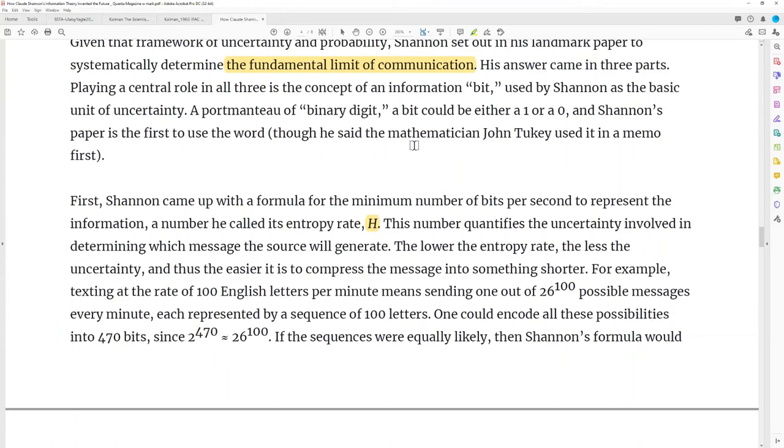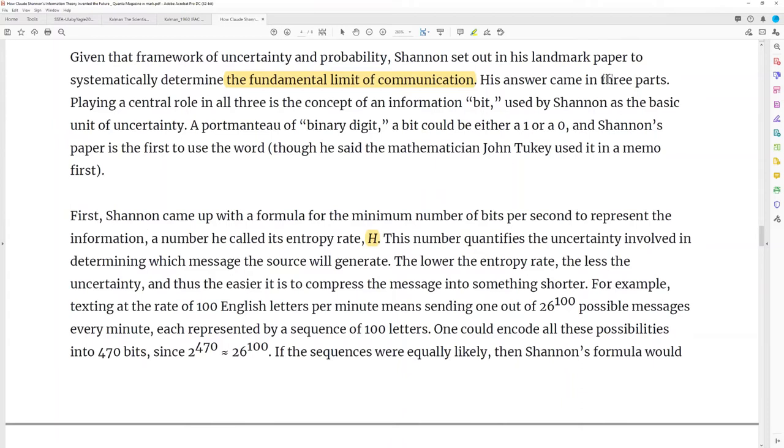And then the author talks about the three parts to the fundamental limit.